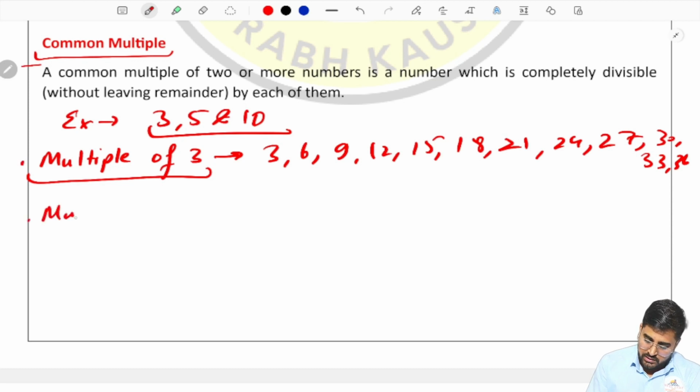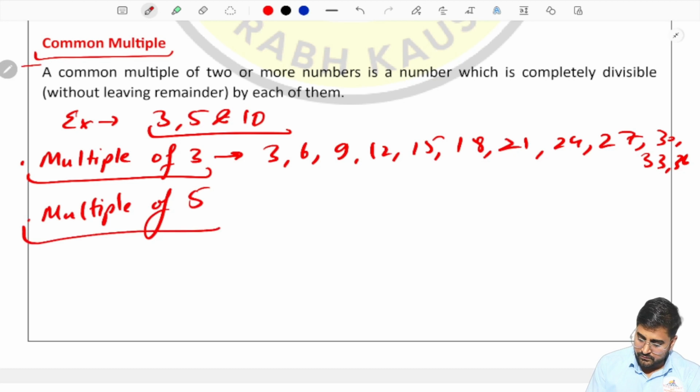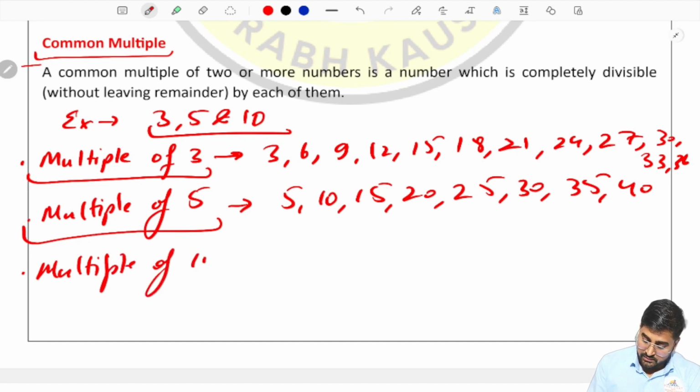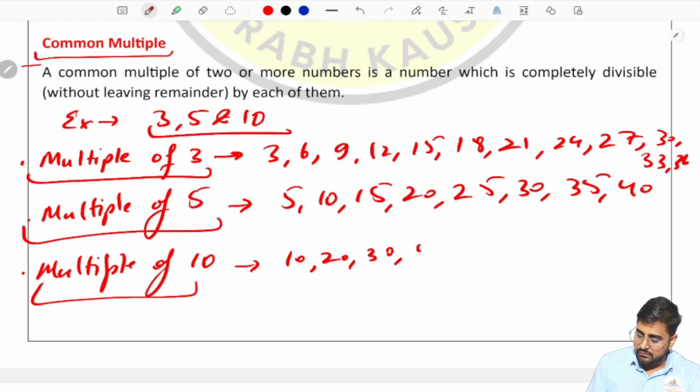Now multiple of 5: 5, 10, 15, 25, 30, 35, 40 and so on. Multiple of 10: 10, 20, 30, 40 and so on. Now we have to find out the common multiples of these numbers.